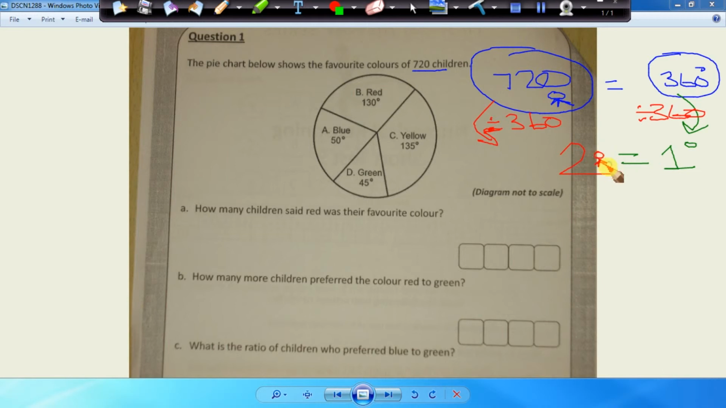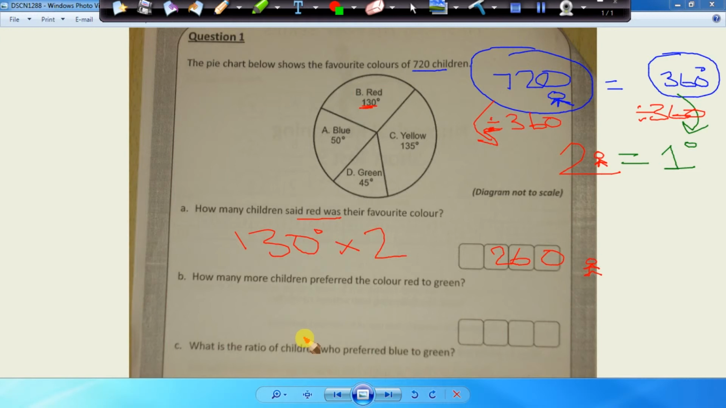So each degree is worth how many students? 2. So it says how many preferred red? Red was how many degrees? 130 degrees. We times it by the 2 as the multiplier. So that gives us an answer of 260 children.